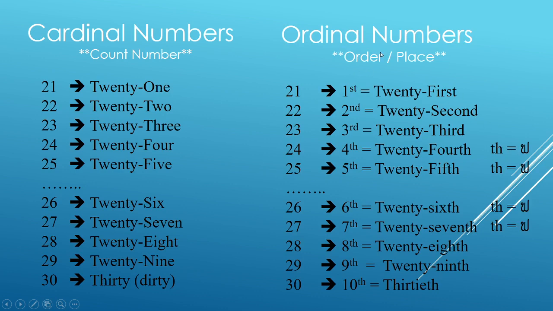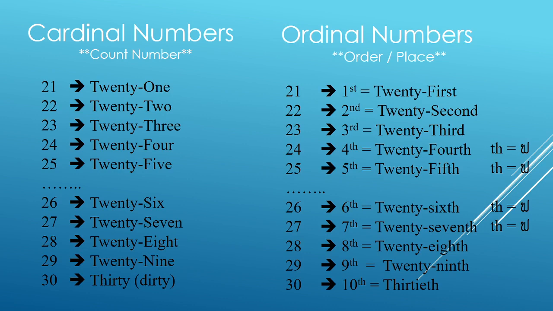Once again, for ordinal numbers, we just add a TH to the end, or we just add an F sound. 21, 21st, these first three are different. 22, 22nd, 23, 23rd, and after the number 3, we just add a TH. 24, 24th, 25, 25th, 26, 26th. There's a TH right here. Alright, so this is it for your ordinal numbers and your cardinal numbers.